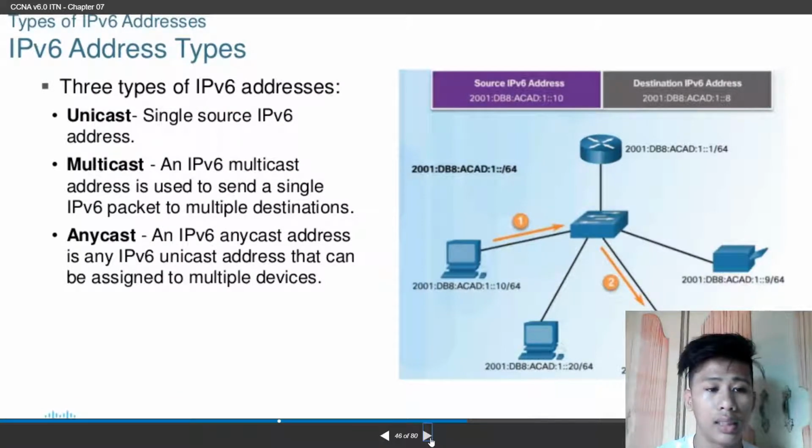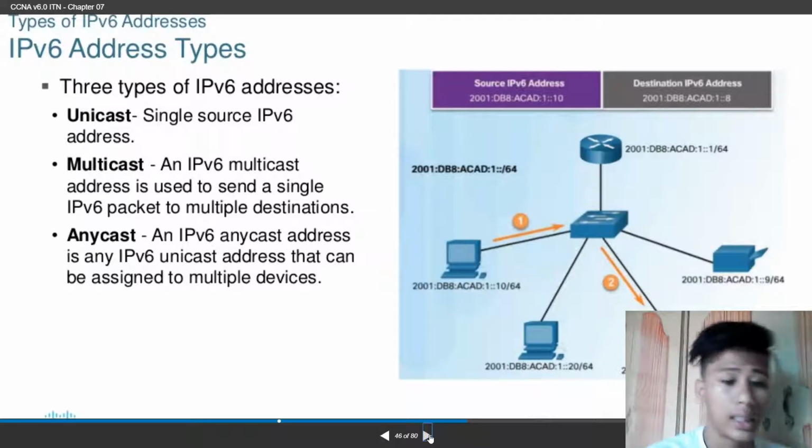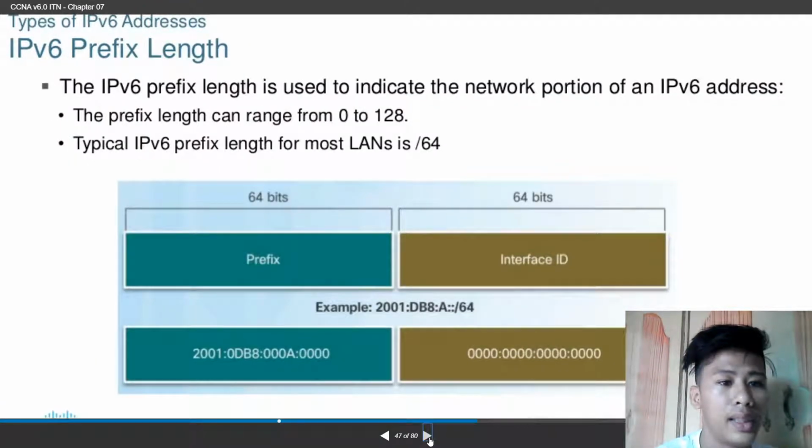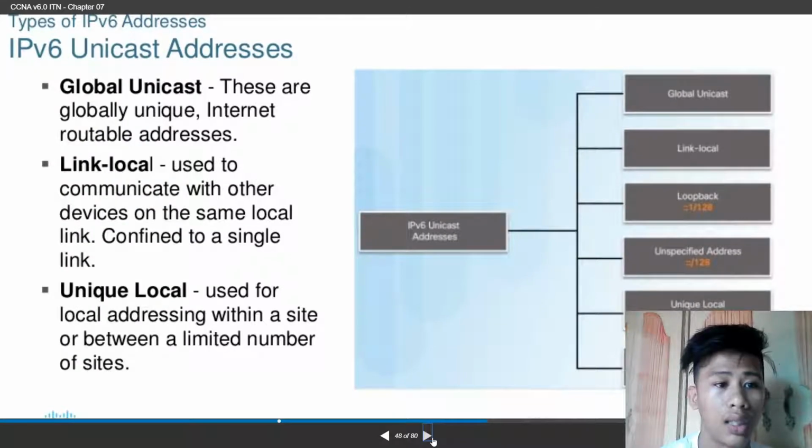Unicast, multicast, and anycast. Unicast is a single source to a single destination, multicast is used to send a single packet to multiple destinations, and anycast is a unicast address that can be assigned to multiple devices. IPv6 prefix length can range from 0 to 128. And the IPv6 unicast addresses are global unicast, link local, and unique local.